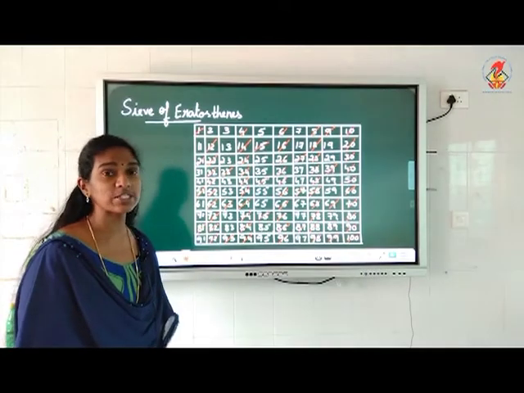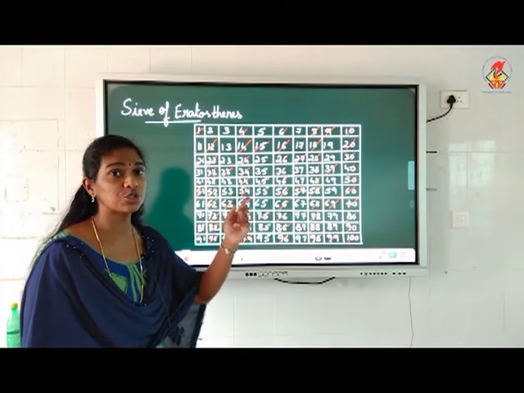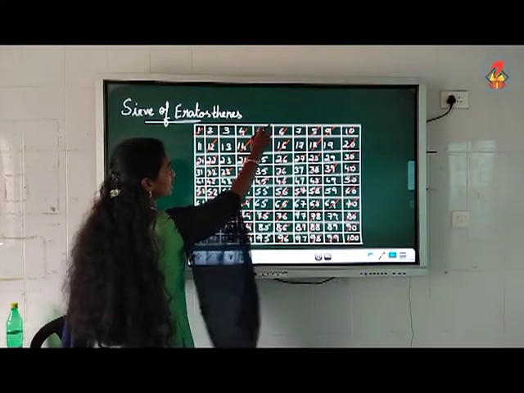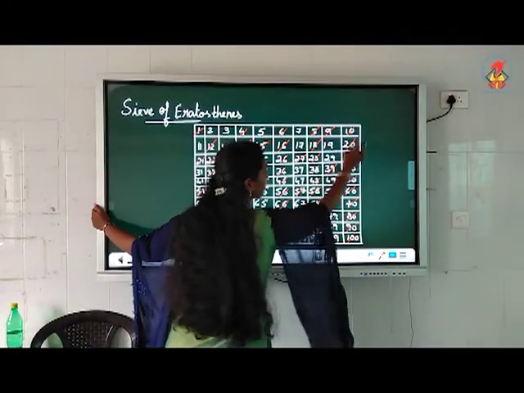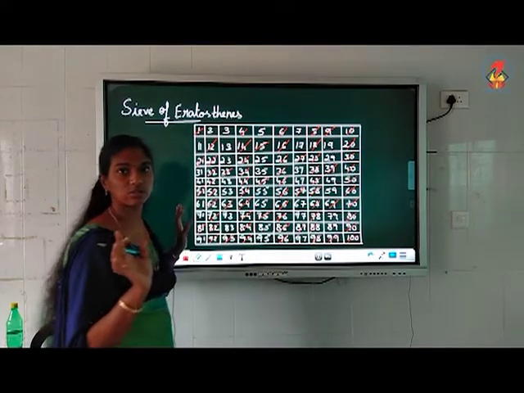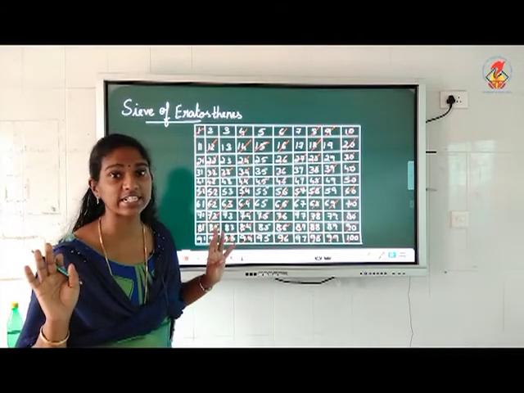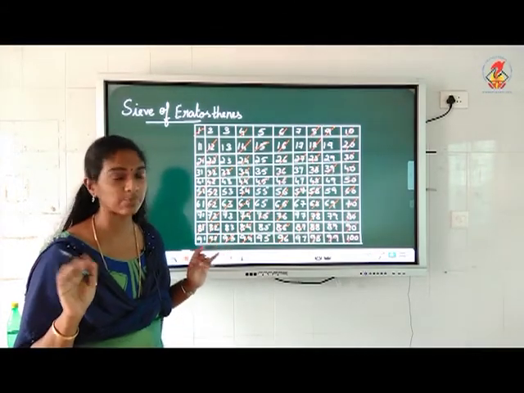How do you know the multiples of 5? The last digit should be either 5 or 0. So, you just have to check this line and this line. That's all. Because the last digit should be 5 or 0, then it is divisible by 5. It is a multiple of 5.